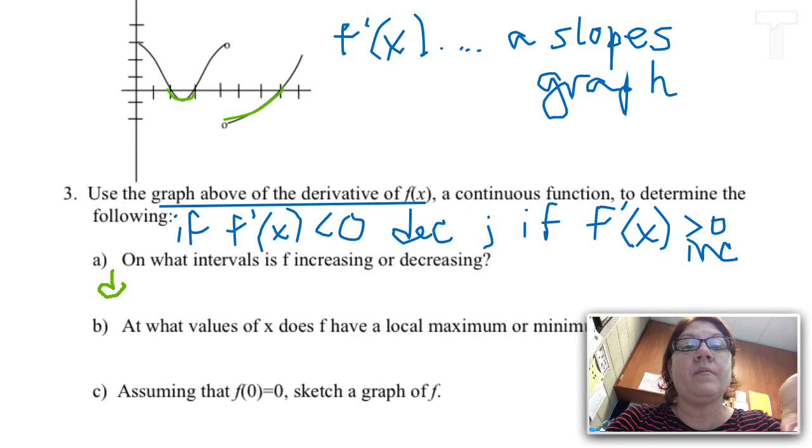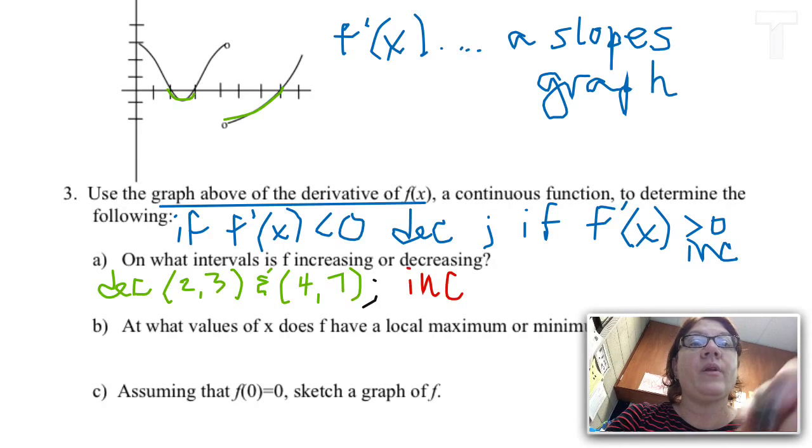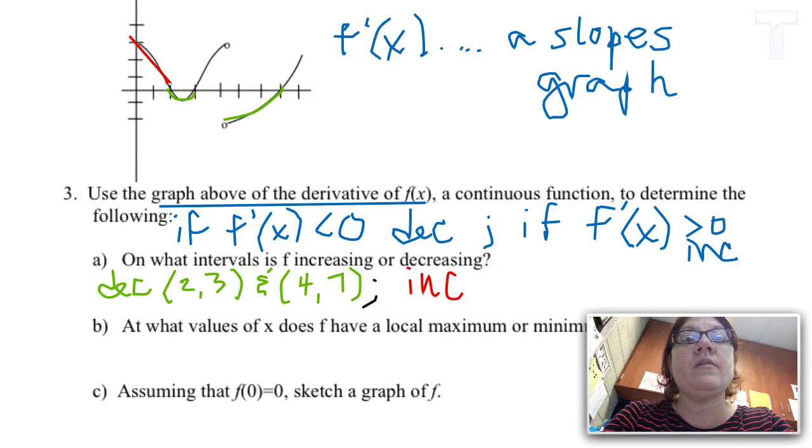So decreasing from 2, that's a 2, from 2 to 3, and 4, 5, 6, 7 to 7. Versus it's increasing when it's positive, so that would be all this, all this, all this.